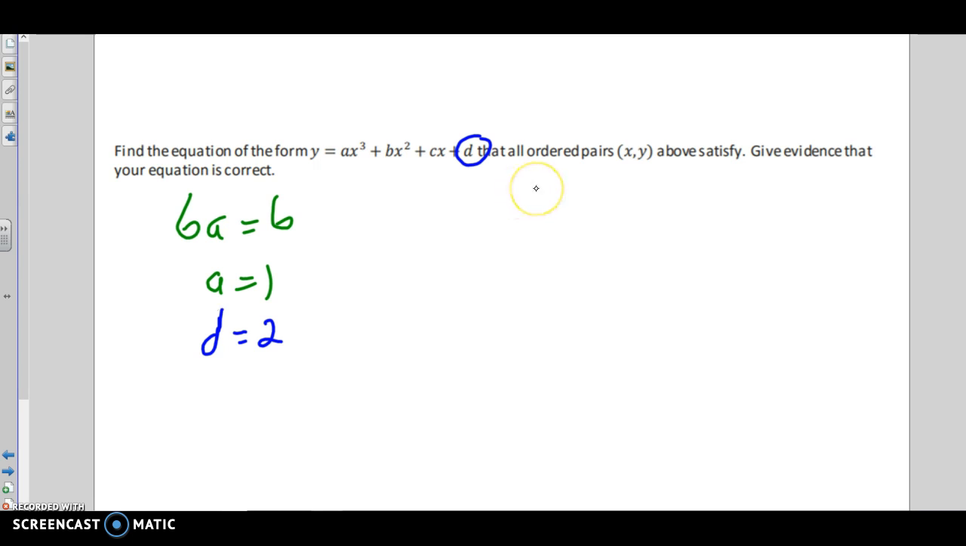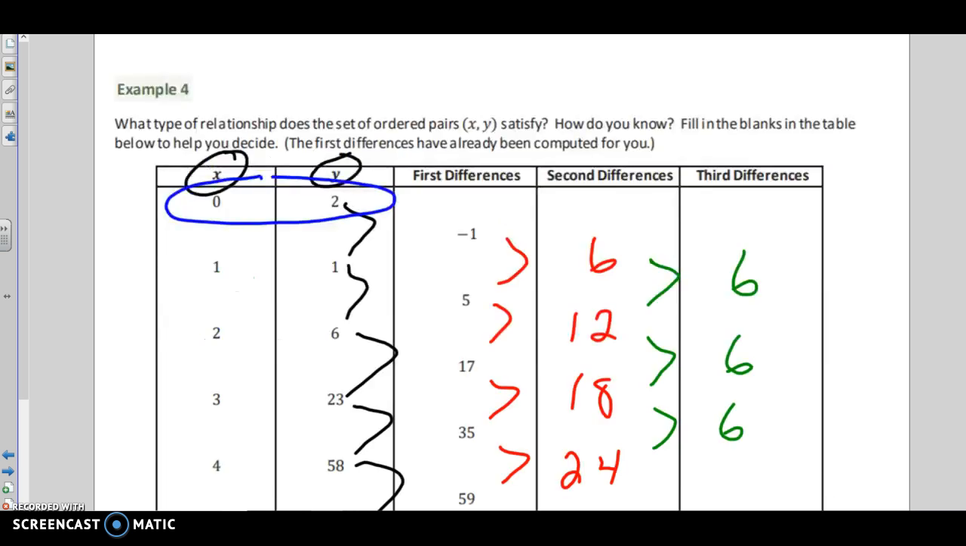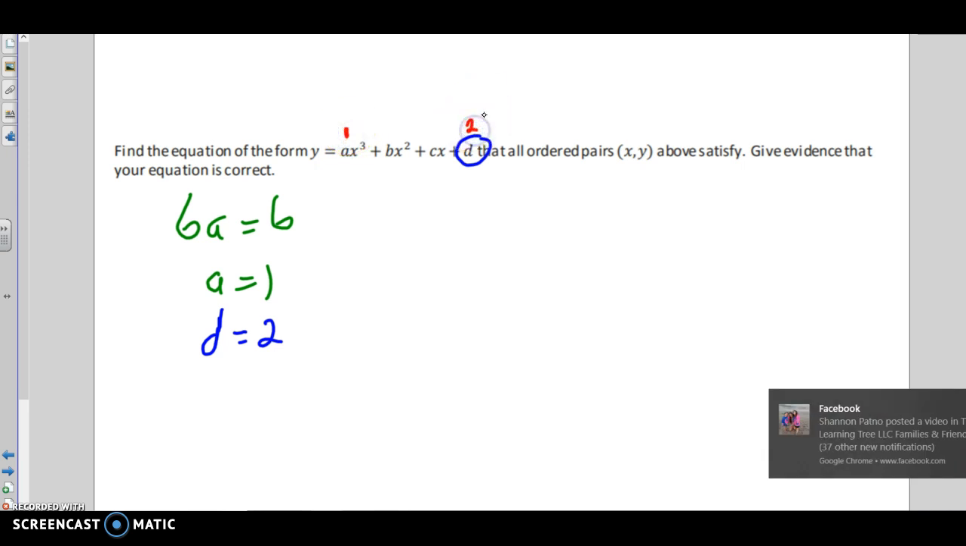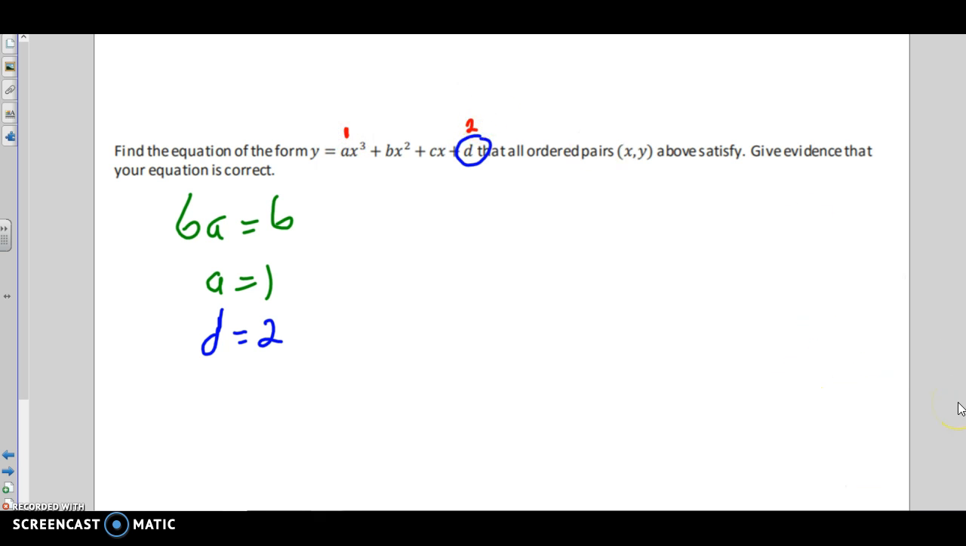I know I want a, b, c, and d, so I'm going to use the ordered pairs from the table. I'm going to use 1, 1 and 2, 6 to help me create a system of equations. Thinking back to Algebra 1, systems of equations. I know that a is 1 and I know that d is 2. I put in the ordered pair 1, 1. That's what I'm going to work with first.